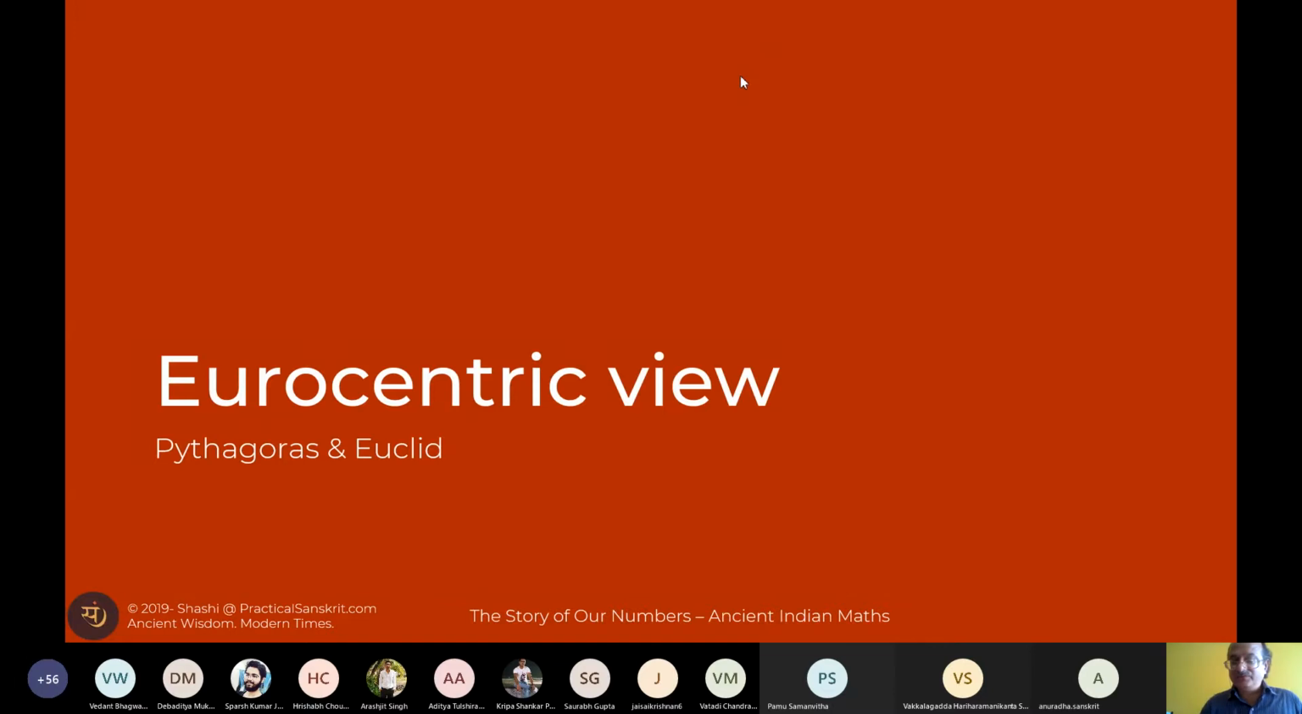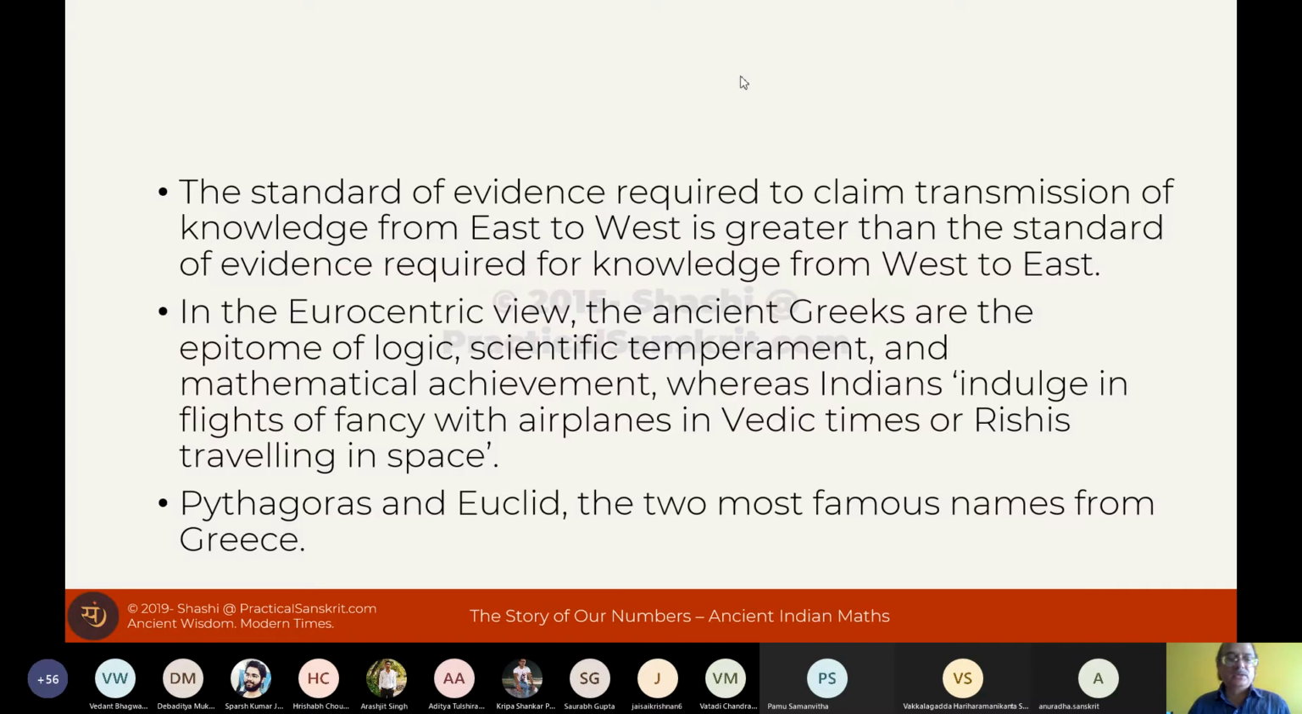So there is a Eurocentric view, and in the Eurocentric view, the ancient Greeks are the epitome of logic, scientific temperament, and mathematical achievement, because when they wrote their history, they said that our guys were greatest. And we also took their statement saying that their guy is the greatest. I mean, that's a little. So Pythagoras and Euclid are the most famous names from the ancient mathematical world we see.